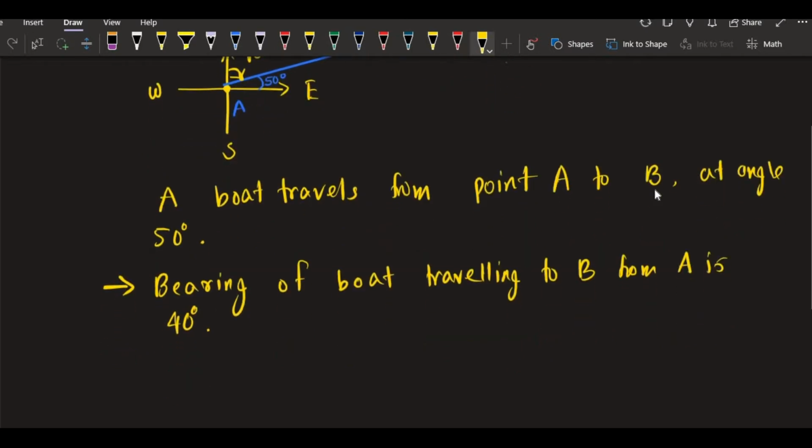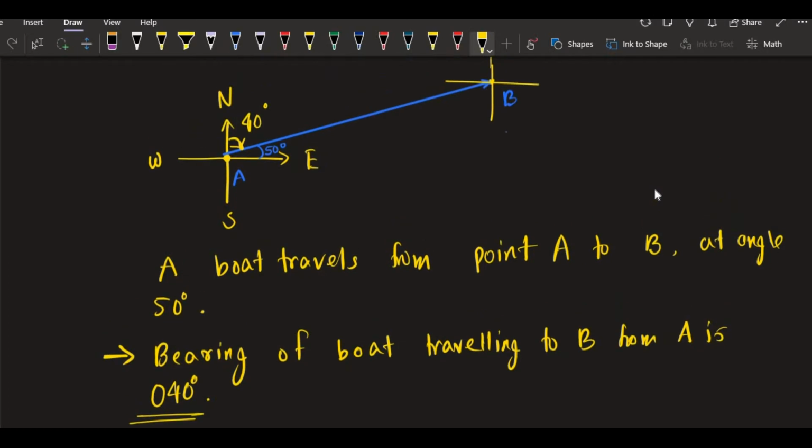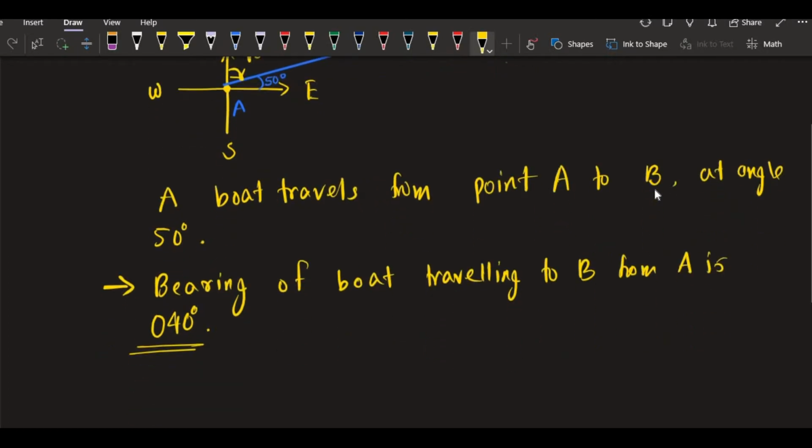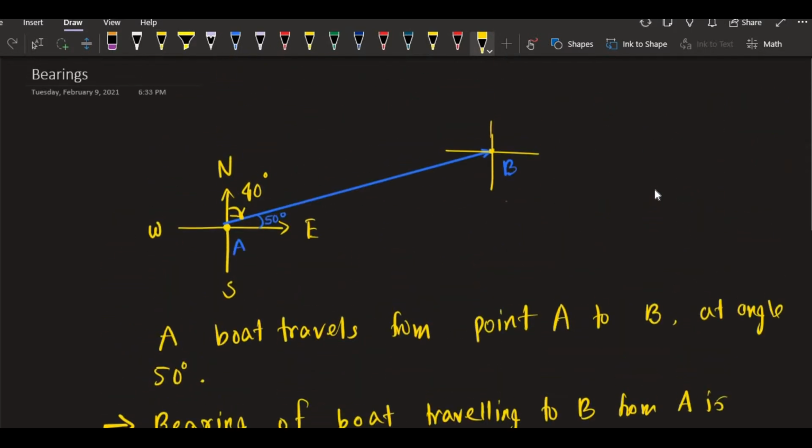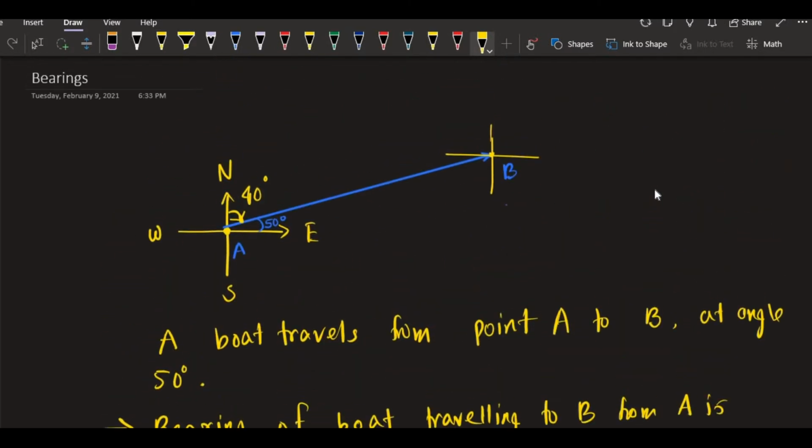One more thing: bearing should always be written in 3 digits. Whenever there is a two-digit number, you just add a 0 in front. So the bearing is 040. This is the rule for writing bearing. The 0 doesn't change the value, 040 is equal to 40 degrees, but by convention we give a 0 in front of the 40. Clear? So the bearing is basically a unit of angle.